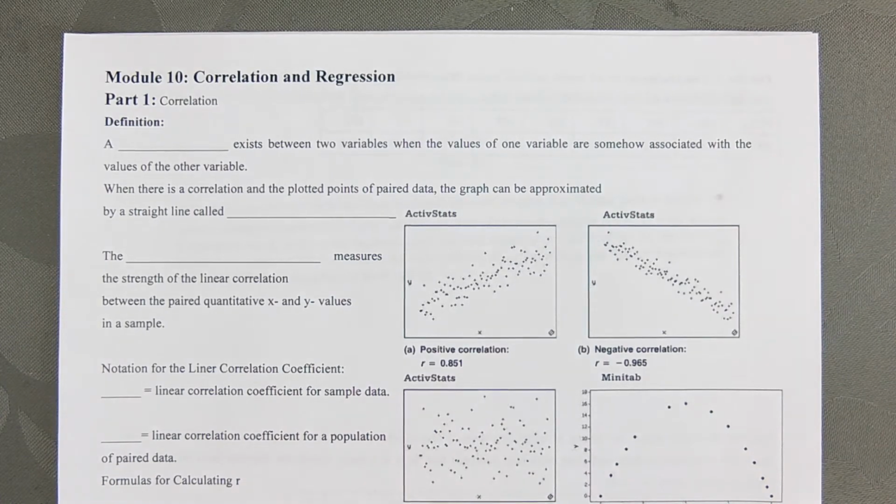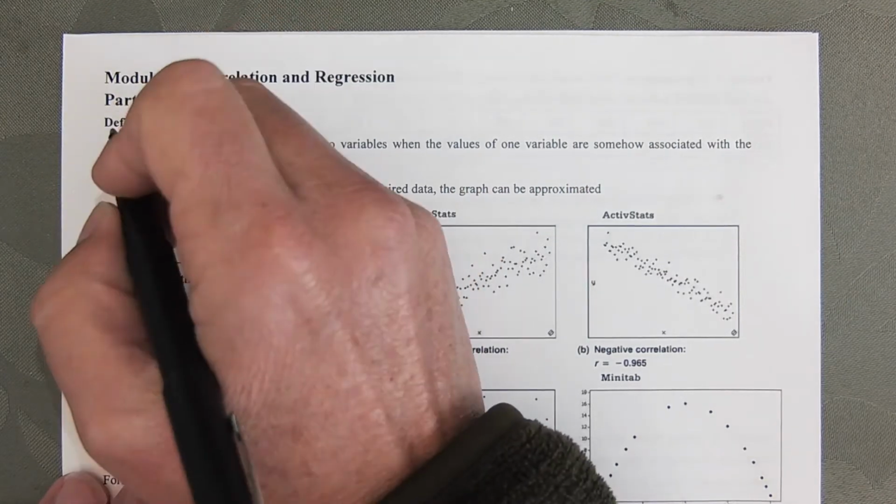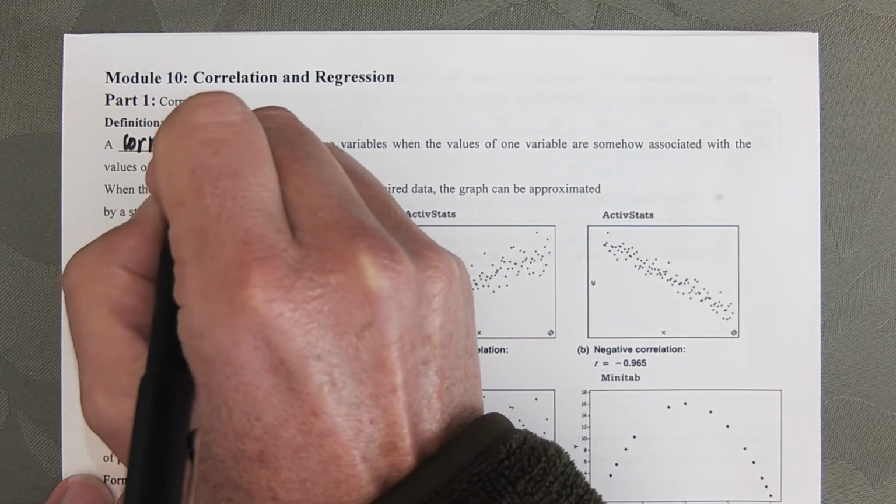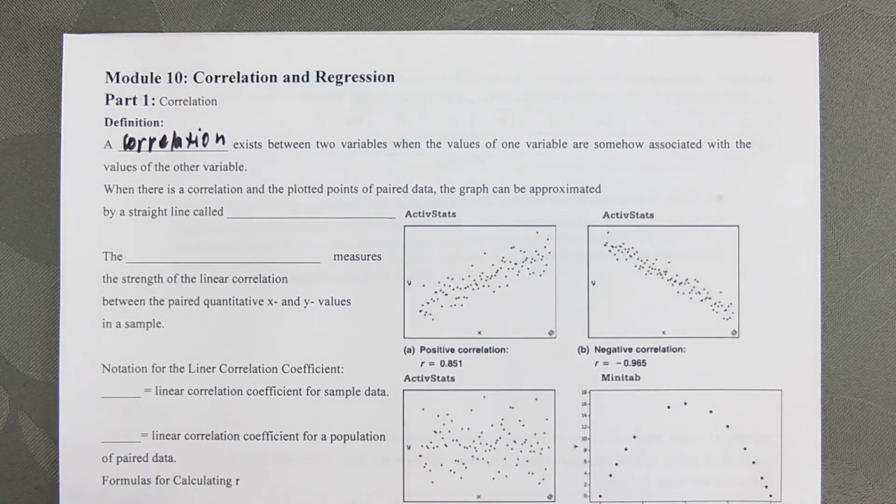Hey everyone. This lesson is on correlation and regression. Actually, regression is a huge field in mathematics because it helps to predict things. And a correlation, which is going to be our first part here, exists between two variables when the values of one variable are somehow associated with the values of the other.